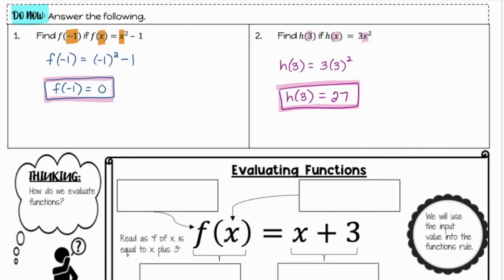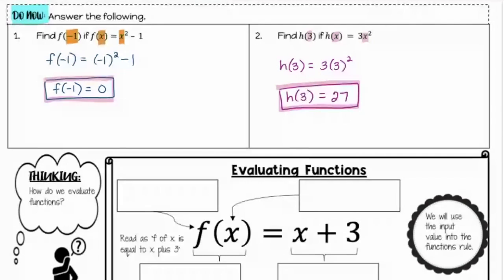Okay, so this is what you should have got. For number 1, your input is -1. I highlighted it. That means that anywhere I see an x, I'm going to replace it, substitute, and I get an output value of 0. For number 2, the same thing. We have an h function, h of 3 we're looking for. So the input is 3. Wherever you see the x, you're going to replace it with 3, giving you an output value of 27.